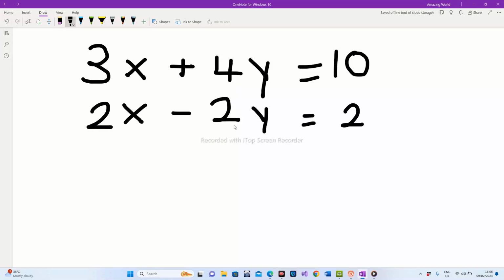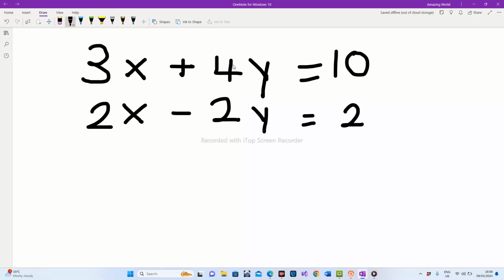So now, for equation 1, I see that I have 3x plus 4y equals 10, and I have 2x subtract 2y equals 2. Now I see that my y can be easily eliminated because of the signs which are varying, plus 4, minus 2. All I just need to do is to make this 2y look like this, and to achieve that, what do I need to do?